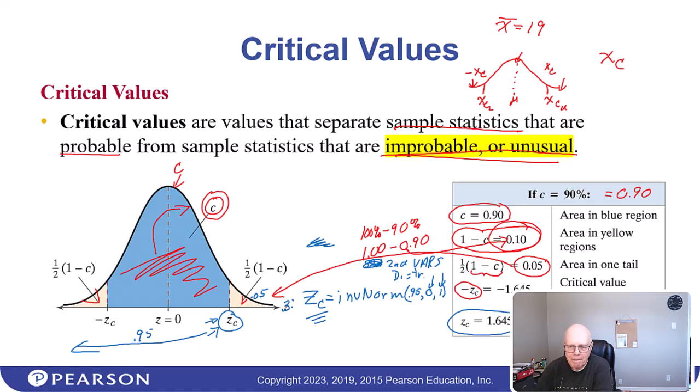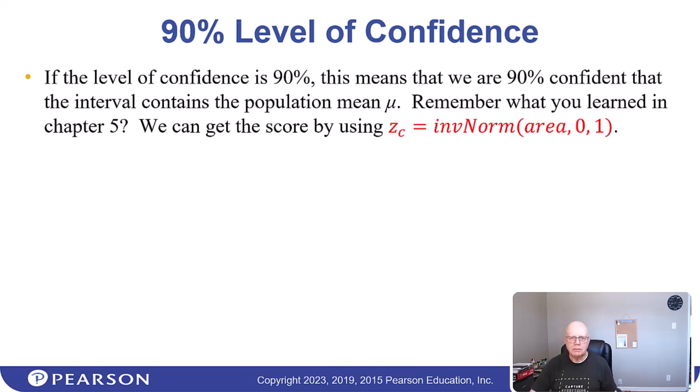Hooray! And once you have that, you have the other one. Just change the sign, and you've got the other critical value. So remember, if the level of confidence is 90%, we're 90% confident the interval that we create will have the mu inside it.